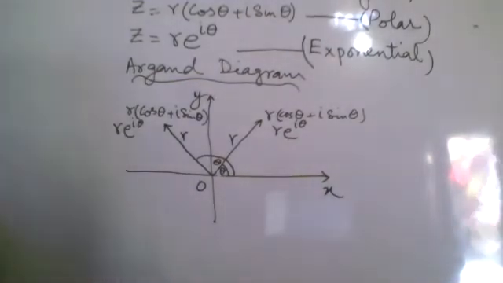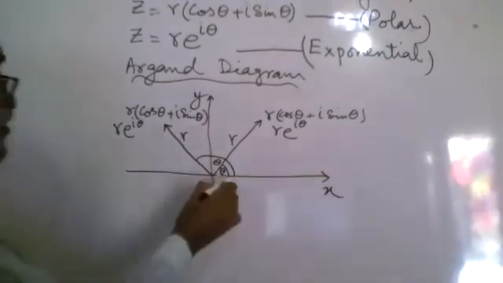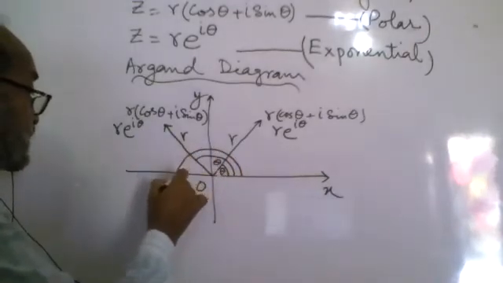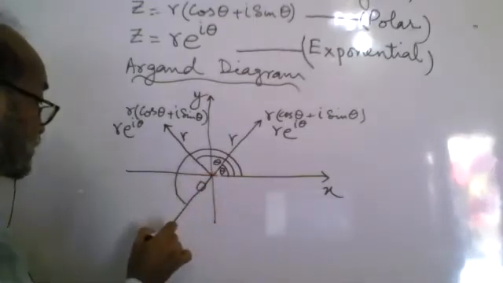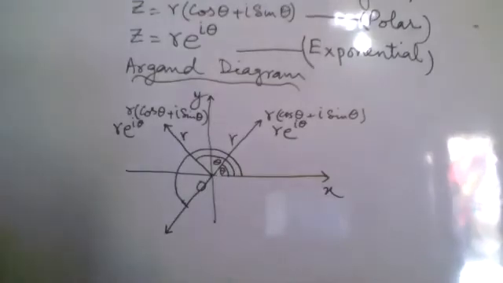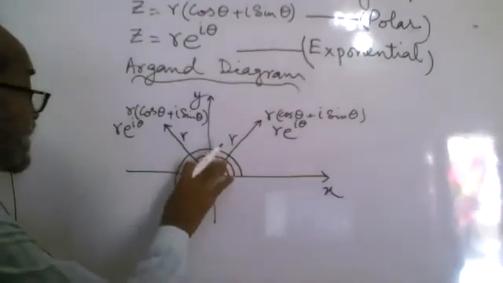If the angle is more than 180 degree but less than 270 degree, theta will become over there. Theta will be in the third quadrant. Now this is this side right here.